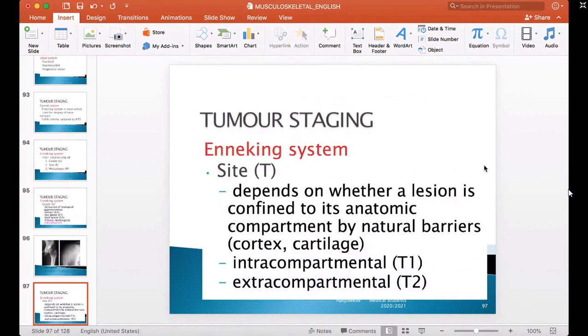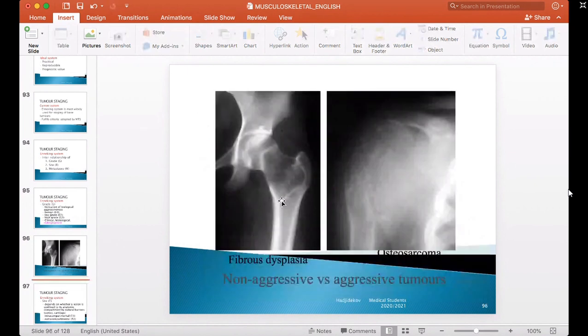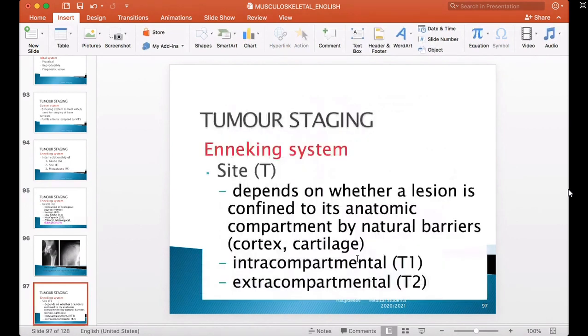So the site is important in the Enneking system because it depends on whether the lesion is confined to its anatomical compartment by natural barriers like the cortex or cartilage, like in the first example on the previous slide. Is it intracompartmental, T1, or extracompartmental? So this one is intracompartmental, not extending beyond the normal contours of the femoral neck, and here it's more aggressive and it extends outside of the anatomical compartment.